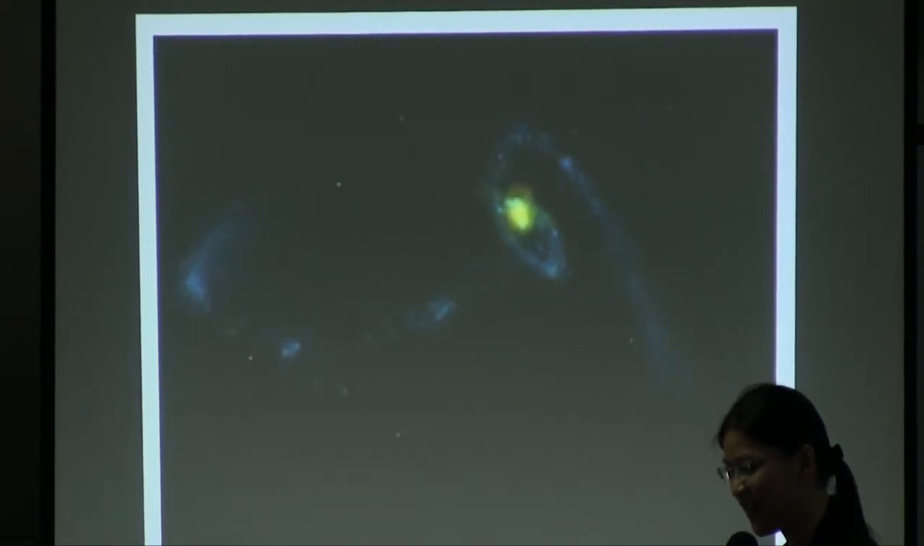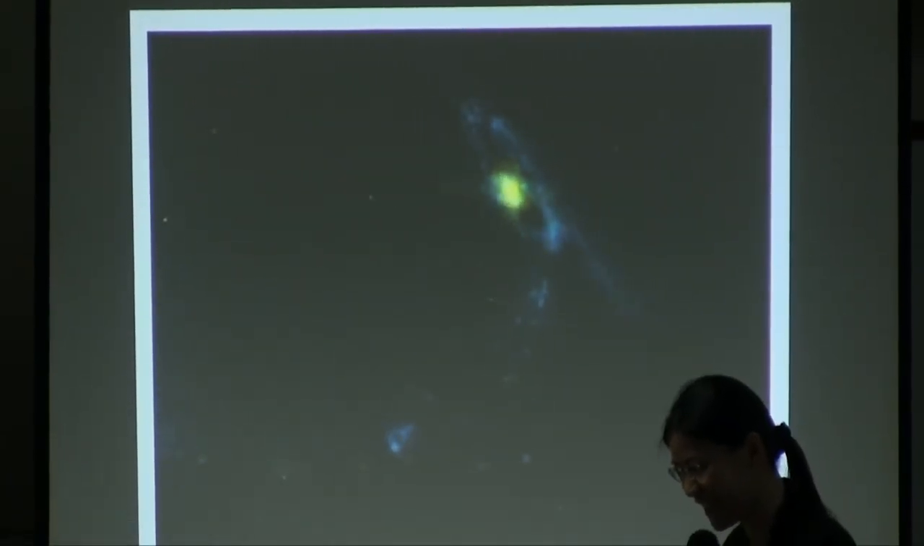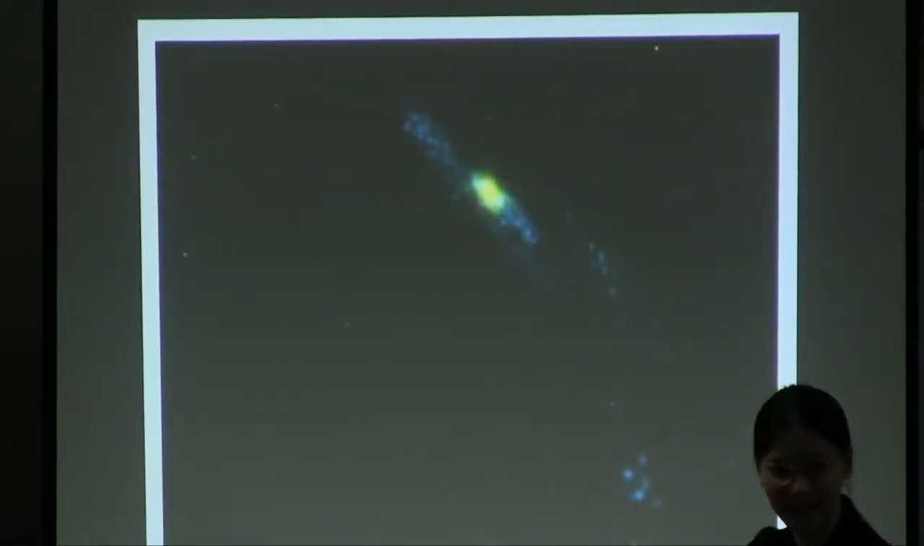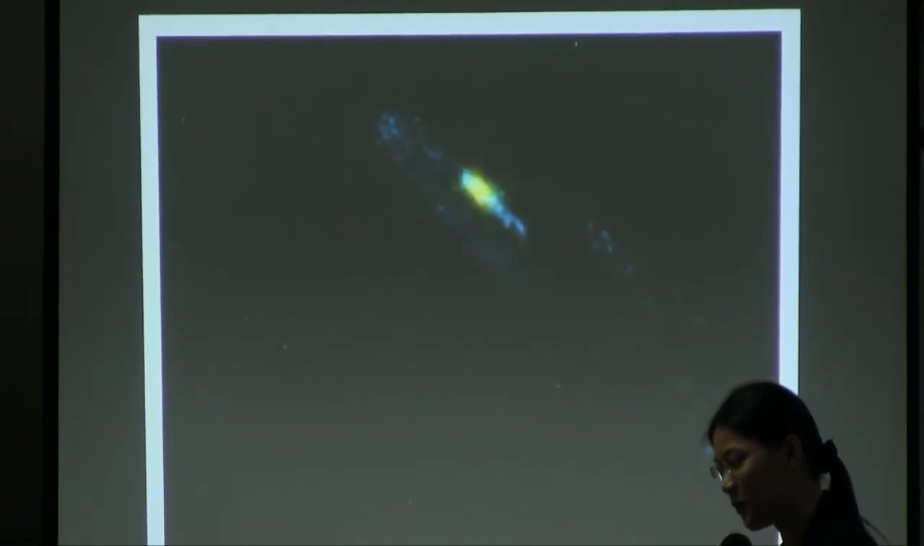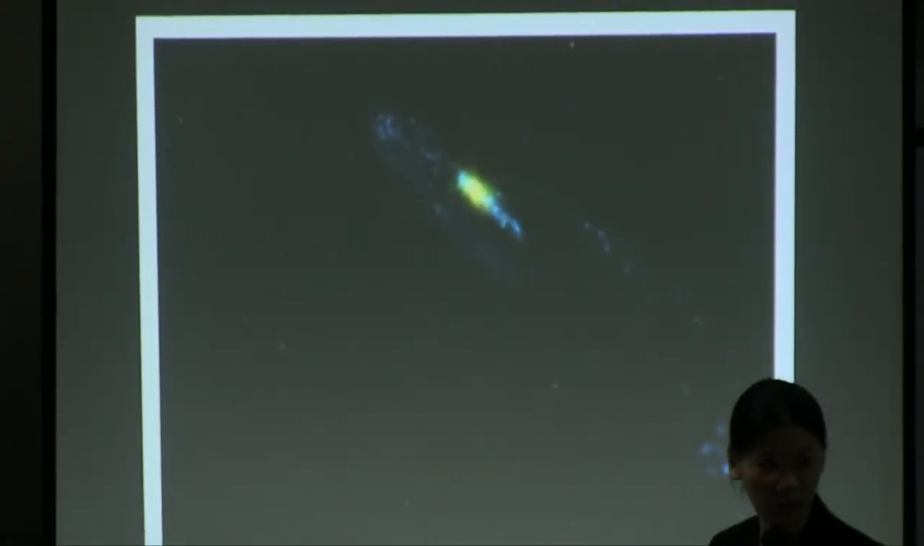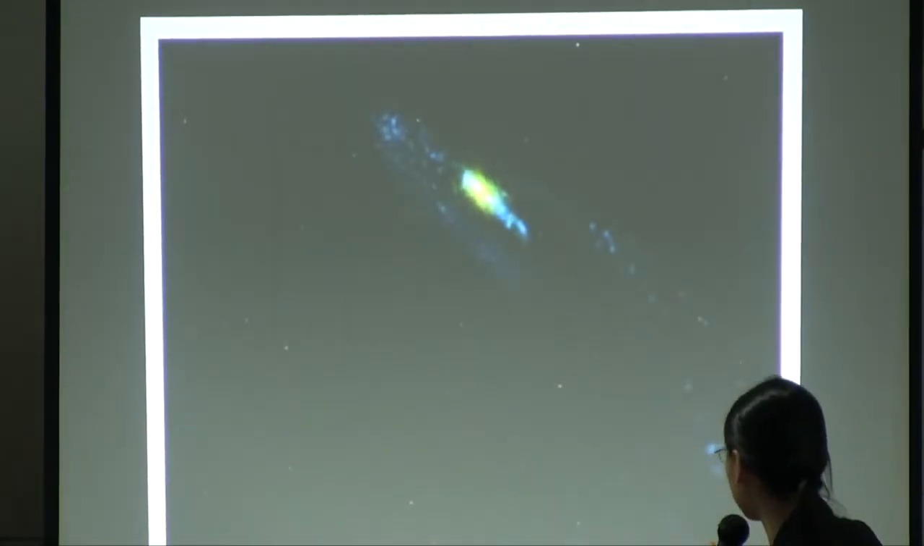We can call it the Milkomeda. That is bigger, of course, because it combined the two, and it will also become a red elliptical galaxy. The spiral structure will be gone, so we'll get something like this.